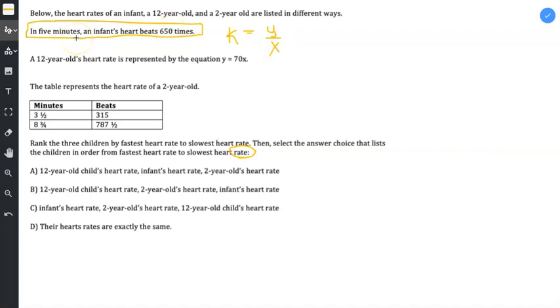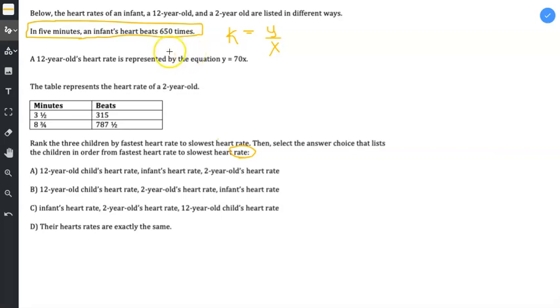Now, the infant's information is in story problem form. It's just a sentence. They don't really tell us which is x and which is y. So we need to use our reasoning to think about what makes more sense. Would it make more sense to put minutes in the numerator and beats in the denominator? So think about it, minutes per beats. Or does this sound more familiar to you? Beats per minute. So beats in the numerator and minutes in the denominator. Hopefully beats per minute sounds more familiar to you, because that's normally how we would measure heart rate.